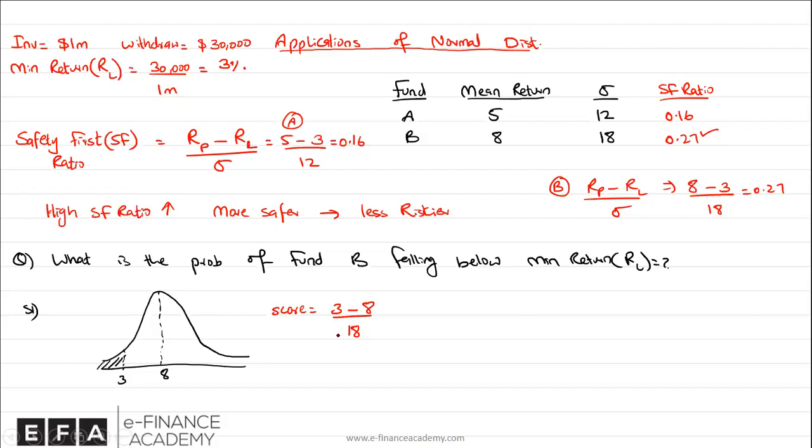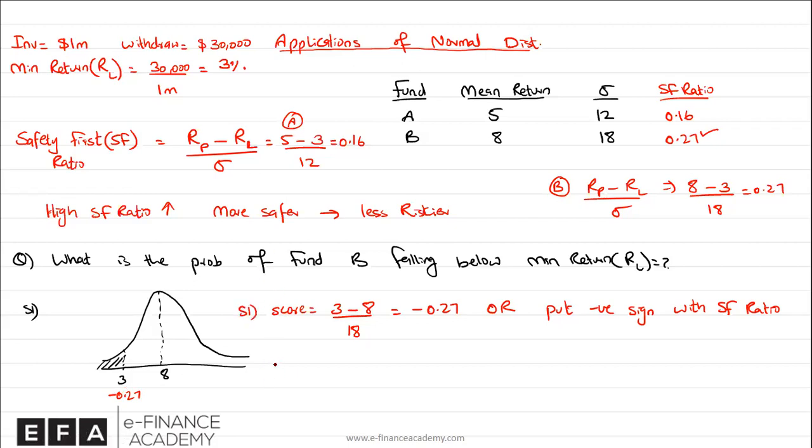So if you were asked this question, you would either have to get the score again yourself, which will give you minus 0.27, or if you have already calculated a safety first ratio, as in our case, you just simply put a negative sign with the SF ratio. And I hope by now you understand why you have to do that. This safety first ratio is exactly like a score, but this score would lie to the left side, which means it will be minus 0.27 here. Therefore, you need to put a negative sign. And once you put the negative sign, this is your first step.